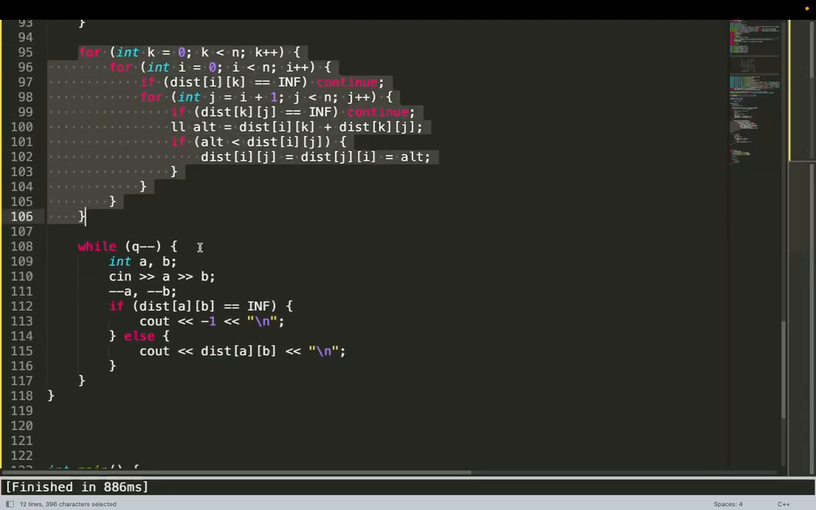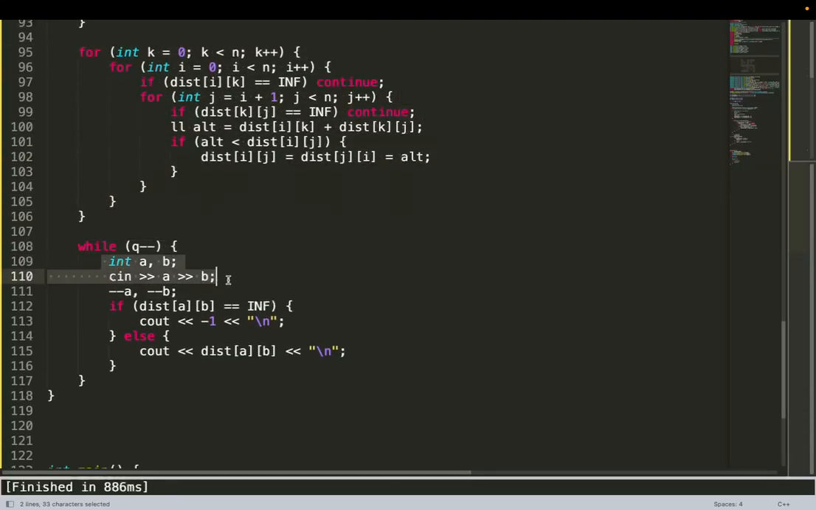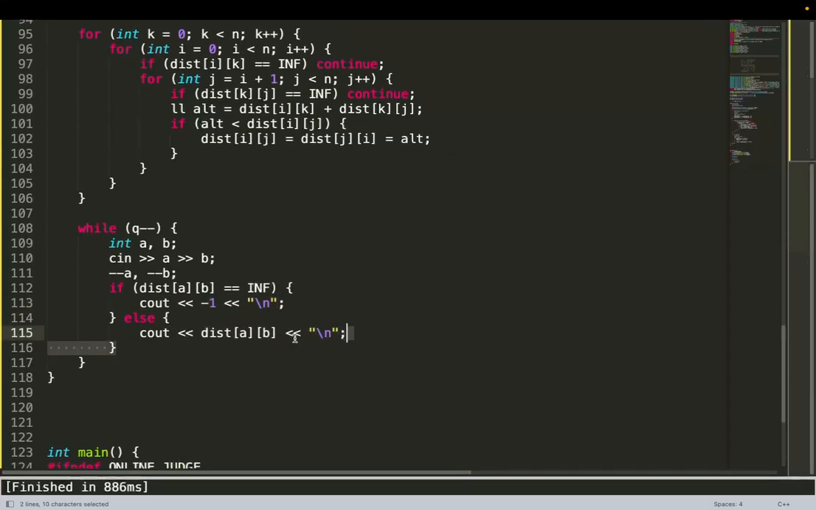Once you have precomputed the distances, go over all the queries, take the inputs of the nodes, and convert to zero-based indexing. If the value is still infinite, this means the path does not exist, so you print -1. Otherwise, you print the distance.